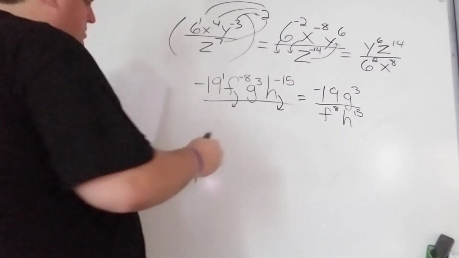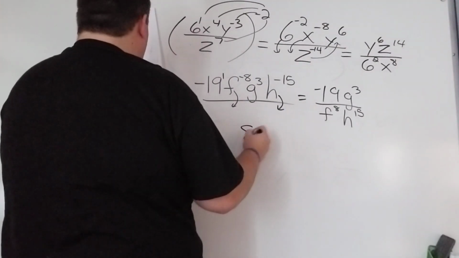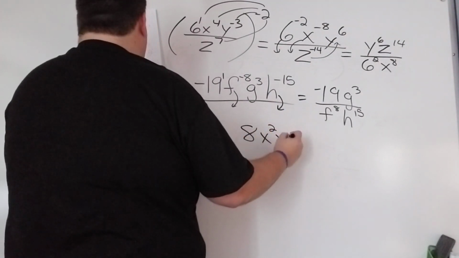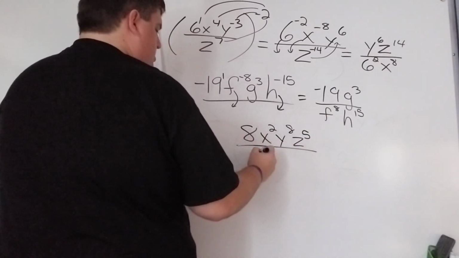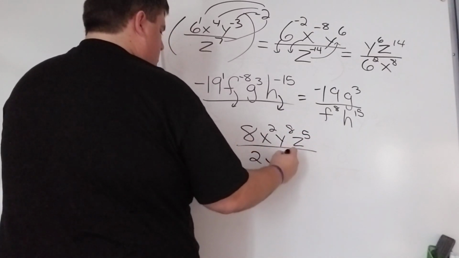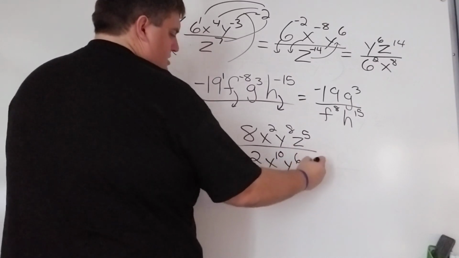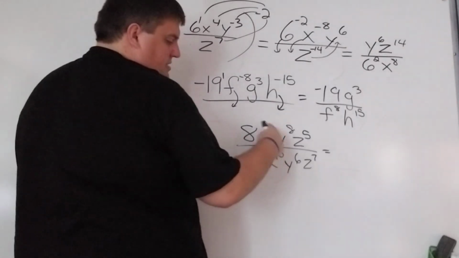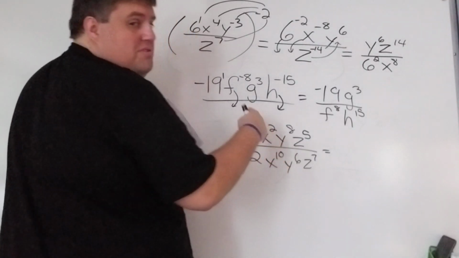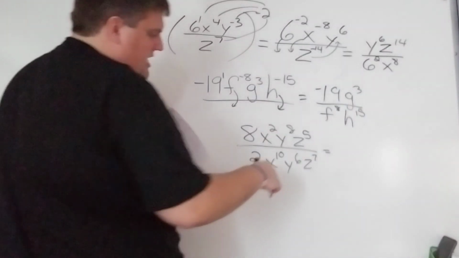And then the last one there, we have some division rule. X squared, Y to the 8th, Z to the 5th, over 2, X to the 10th, Y to the 6th, Z to the 7th. So when I do division rule, I'm going to subtract, right? Make sure you always do top minus bottom when you do these exponents.